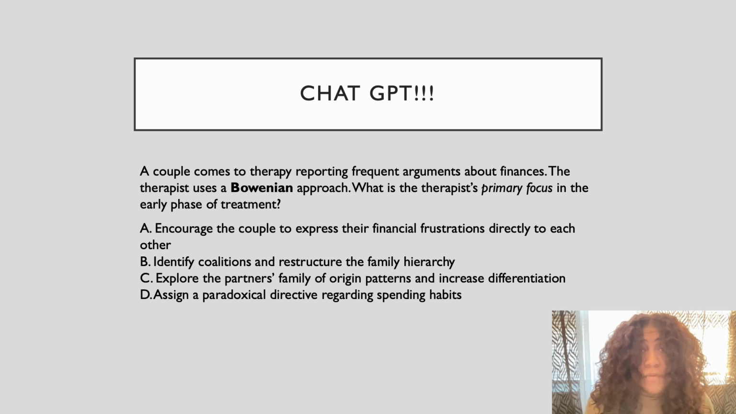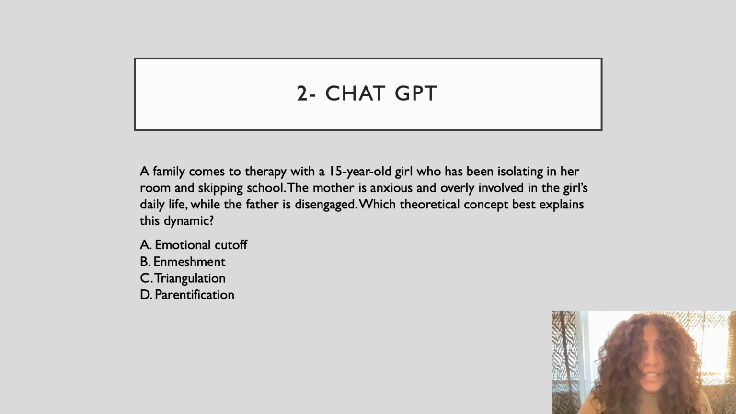Explore the partner's family of origin patterns and increase differentiation. Before I even looked at the answer responses, I asked myself, what does a Bowenian therapist do in the early phase of treatment? That led me to my best answer. That and also the process of elimination. Let's move on to the next one.